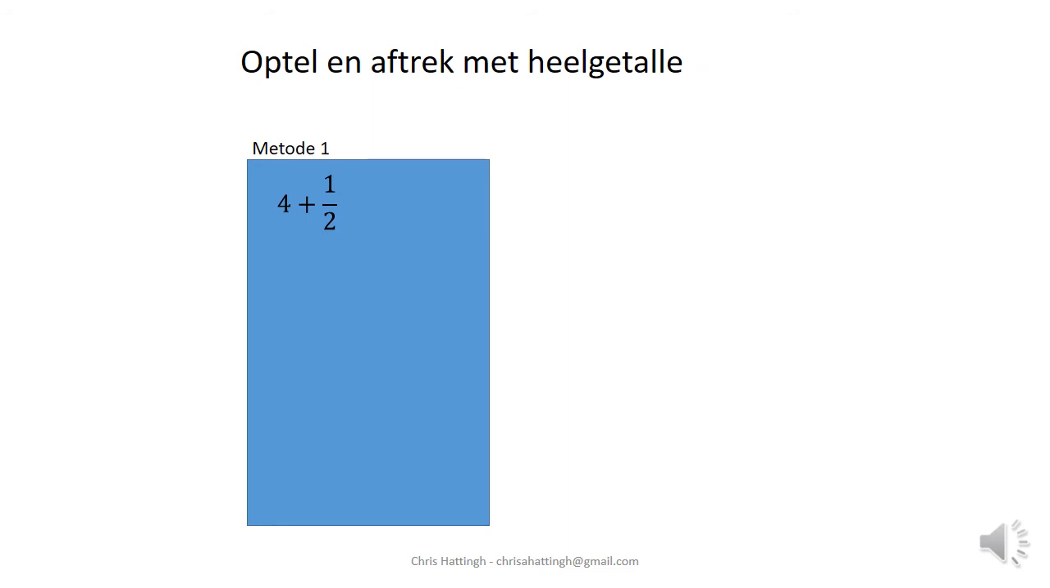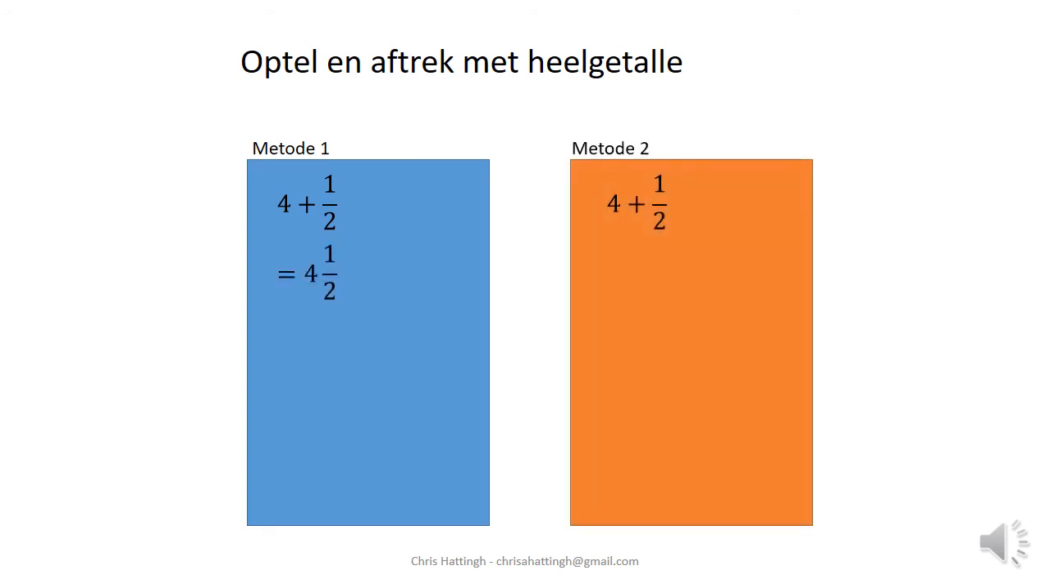When we're adding a whole number to a fraction, method 1 is easy. 4 plus a half will just be 4 and a half. Method 2, you need to make it a fraction. The 4 needs to be a fraction. So it's going to be 4 over 1 plus 1 over 2.